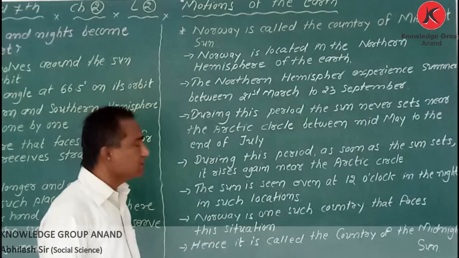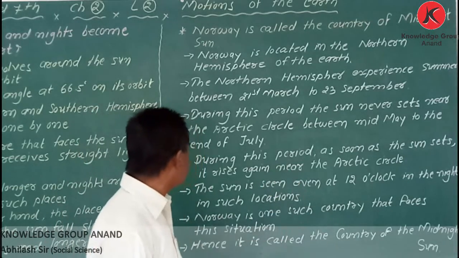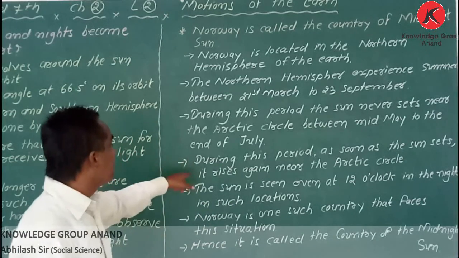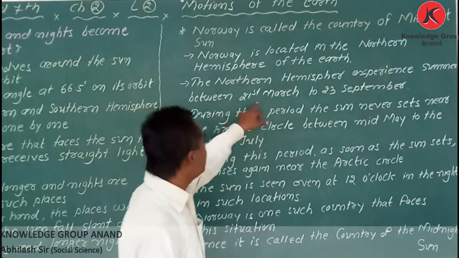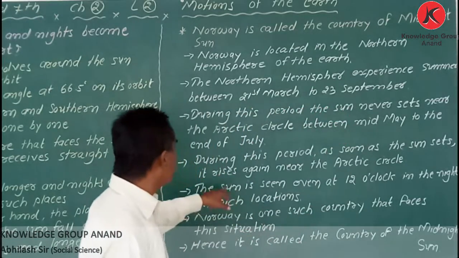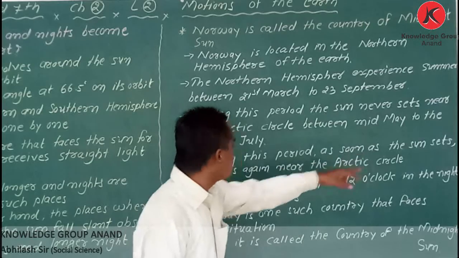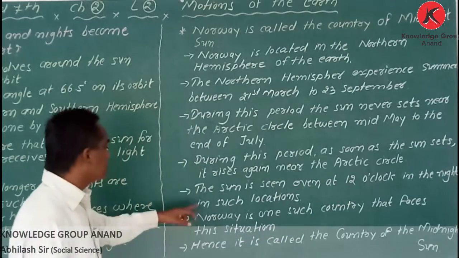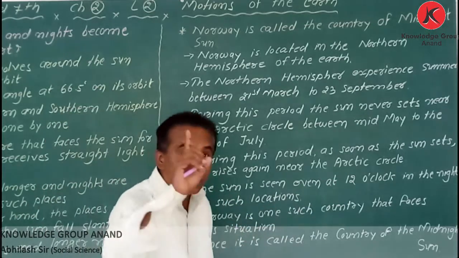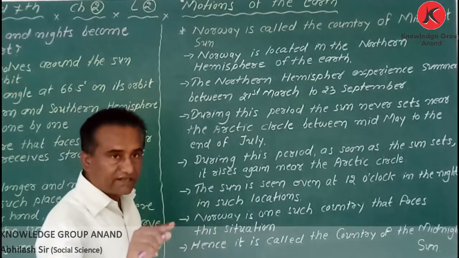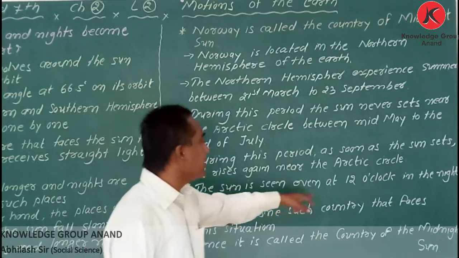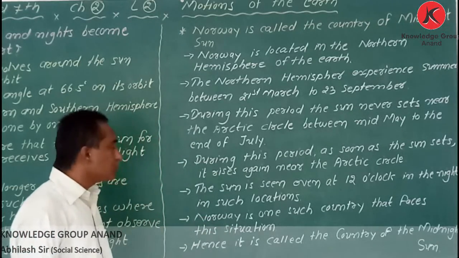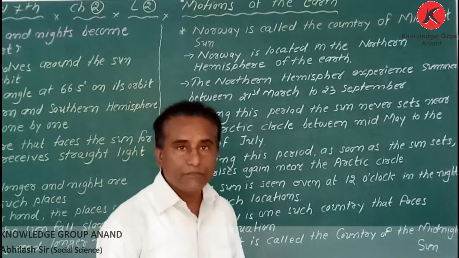During this period, from 21st March till 23rd September, as soon as the sun sets, it rises again near the Arctic Circle. The sun is seen even at 12 o'clock midnight in such a location. So, Norway is also called the country of the midnight sun.